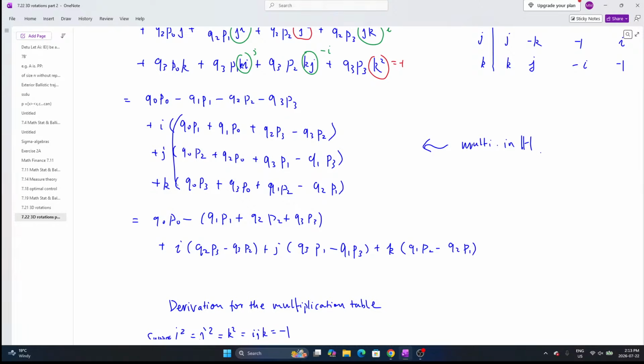And what about the rest? Well, look at here. You can take out the Q naught. So the Q naught times P1I plus P2J and finally plus P3K.